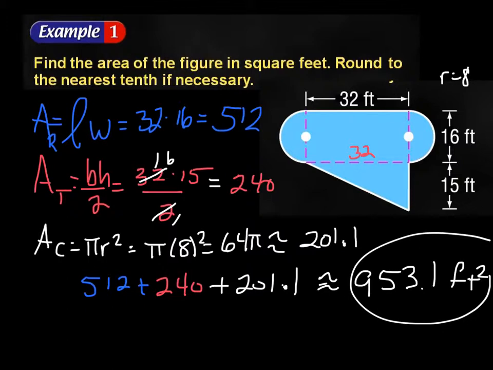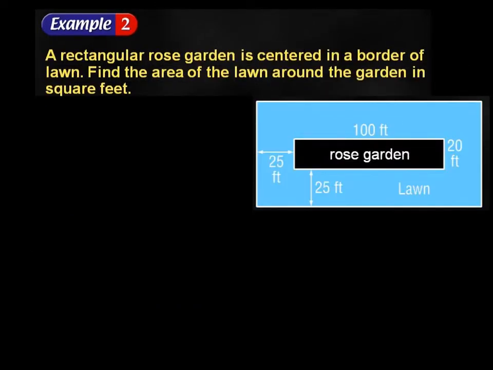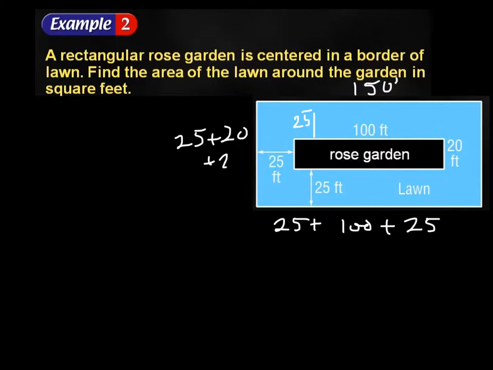In that problem, we added to find the sum of the areas of our whole figure. Sometimes we're going to have to subtract. A rectangular rose garden is centered in a border of lawn. Find the area of the lawn around the garden in square feet. Okay, so we know the dimensions of the rose garden are 20 by 100, and it looks like we have a 25-foot strip of grass all the way around it. So that means if it goes 25 to the left, it's going to go 25 to the right. It's centered. So our length is going to be 25 plus 100 plus 25, or 150 feet. And our width, same thing. If it goes 25 down, it's going to go 25 up. So it's going to be 25 plus 20 plus 25, which would be 70.